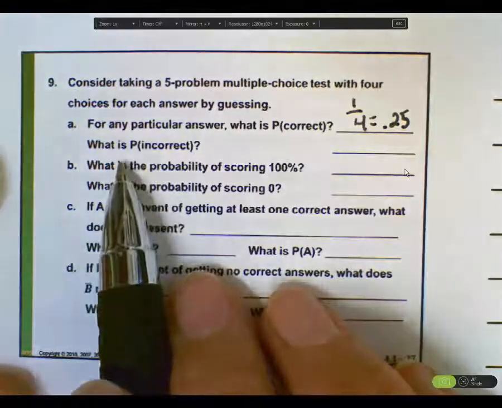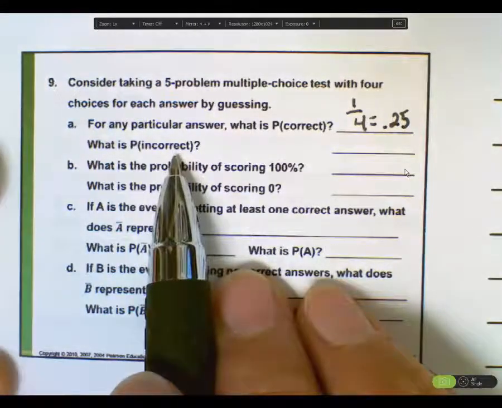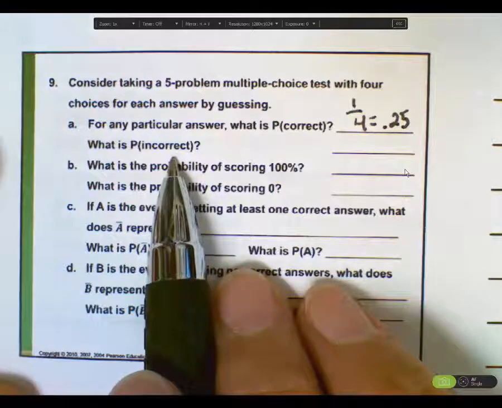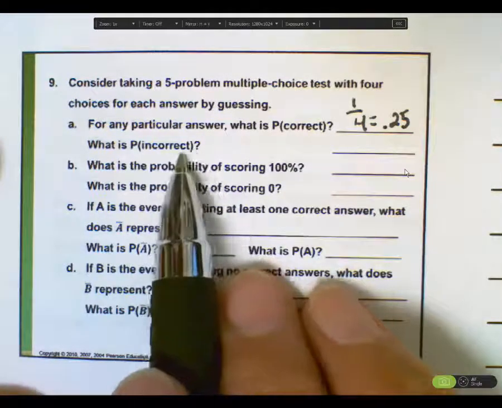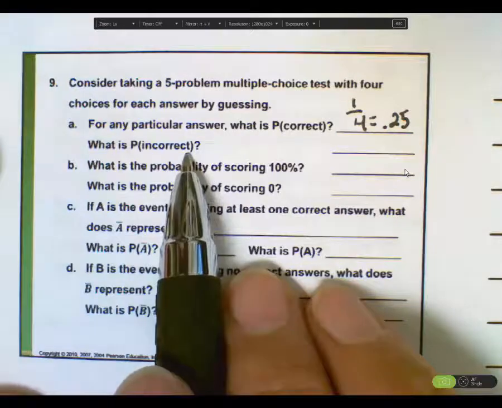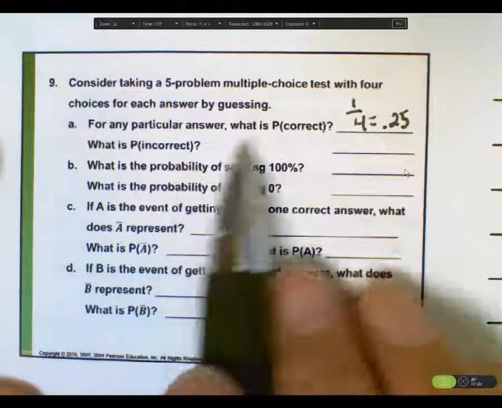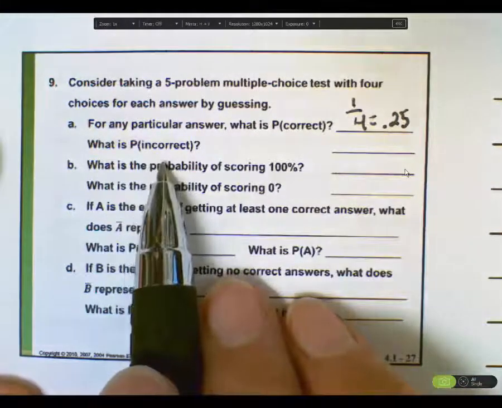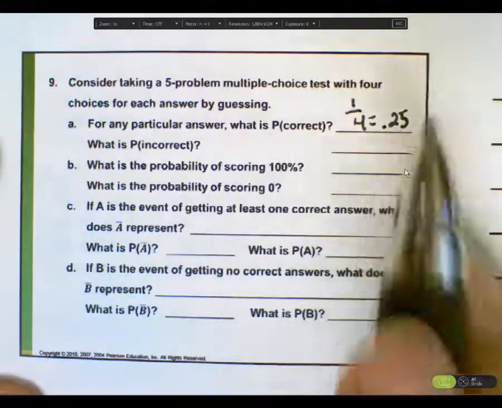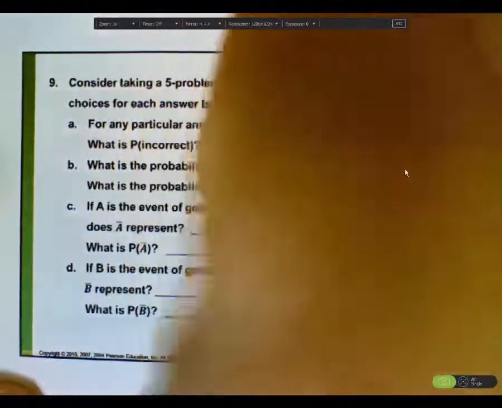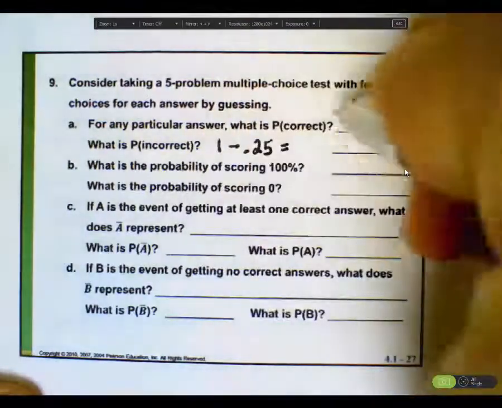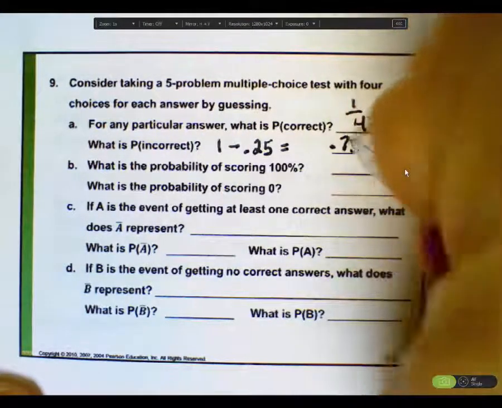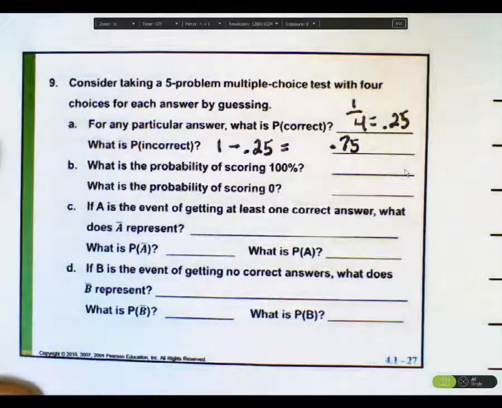How would you get the probability that you guessed incorrectly? Well, there's a couple different ways you could think of it. If one of the 4 answers was correct, then 3 of the 4 answers were incorrect. So the probability would be 3 out of 4. Another way you could find that answer is to say that the probability of being correct is the complement of the probability of being incorrect. If you had a 25% chance of being correct, then there's a 1 minus 0.25, or a 0.75 probability that you guess incorrectly.